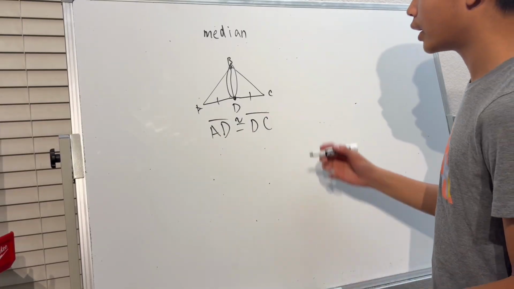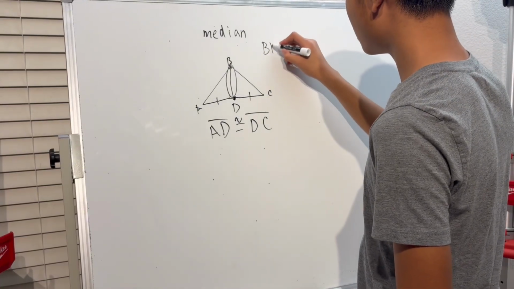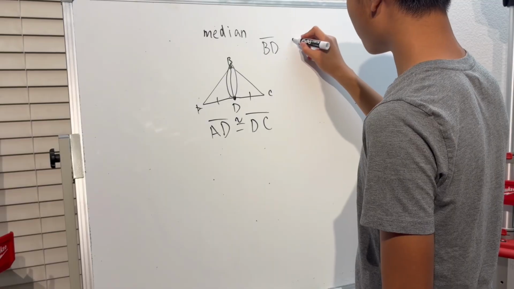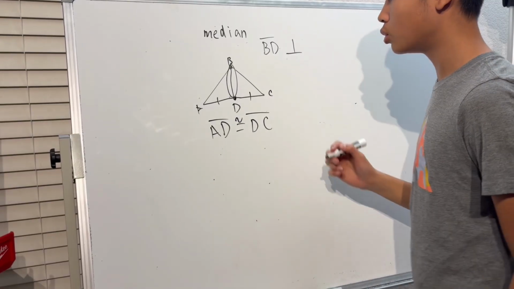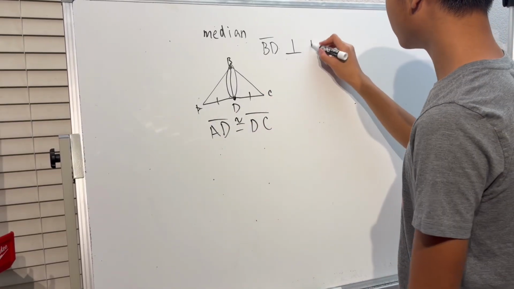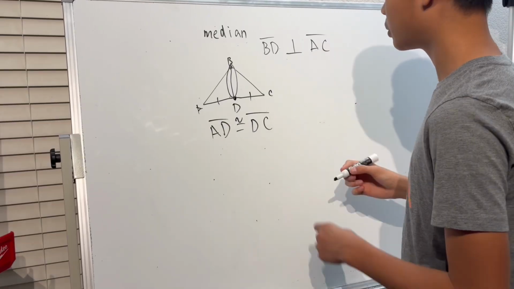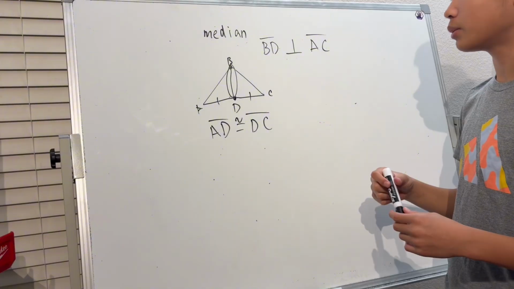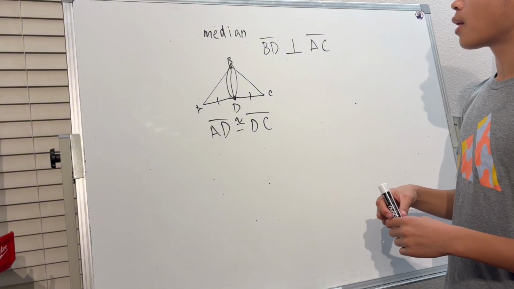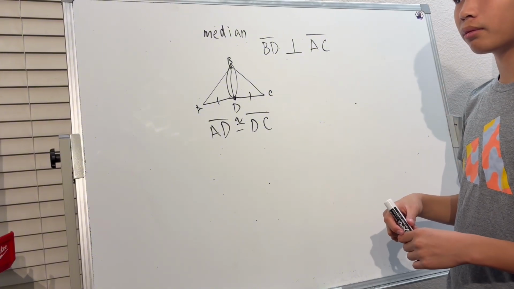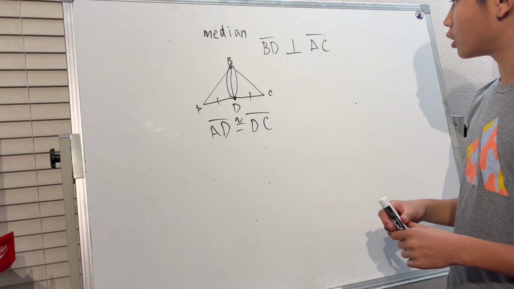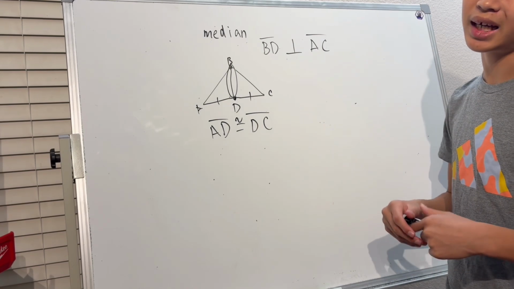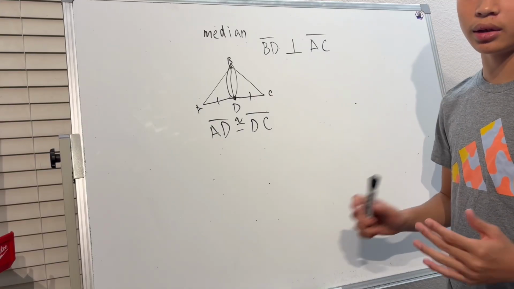And also know that the segment BD is perpendicular to side AC. So segment BD is perpendicular to AC, side AC. Okay, that's it for the median.